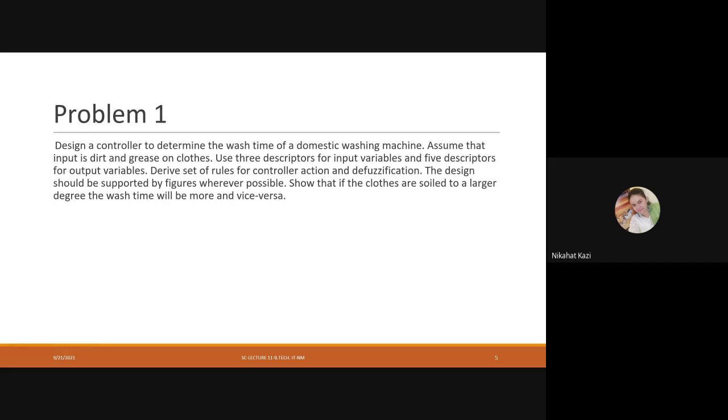Now you have to derive your set of rules for the controller action and the defuzzification. Since you're going to solve the problem, wherever you have membership functions, you will have to sketch the graphs of those membership functions, and show that if the clothes are soiled to a larger degree, the wash time will be more, and vice versa. Okay, so this is the problem. We'll go stepwise, follow the 5 steps one by one, and solve the problem.